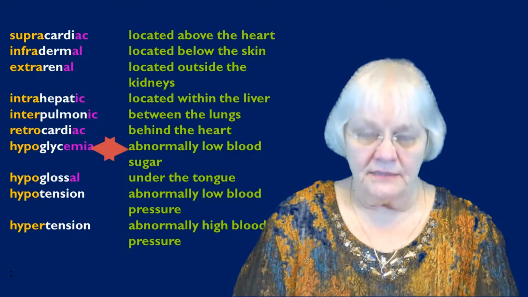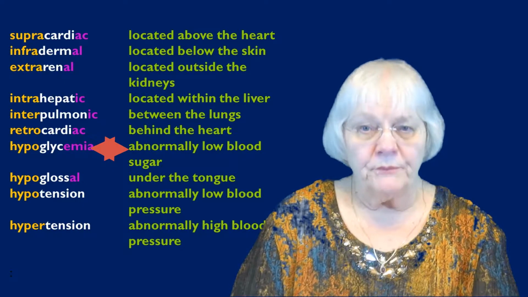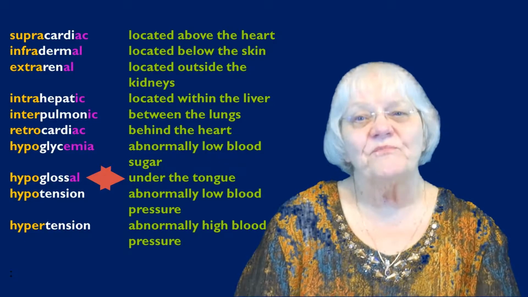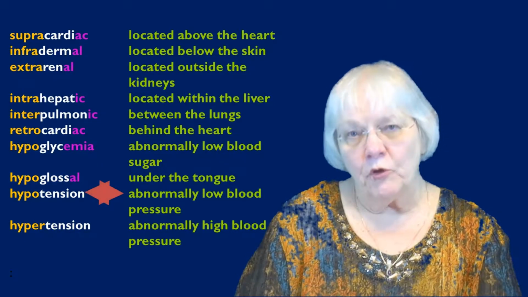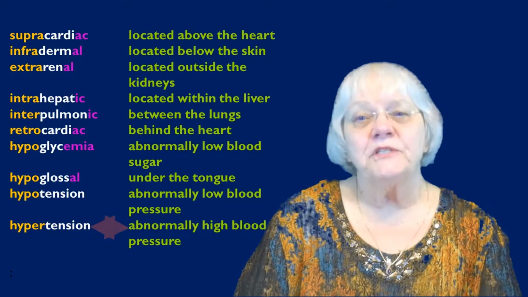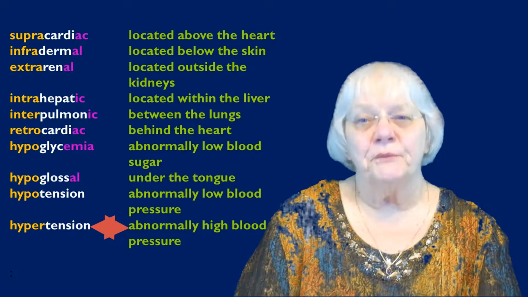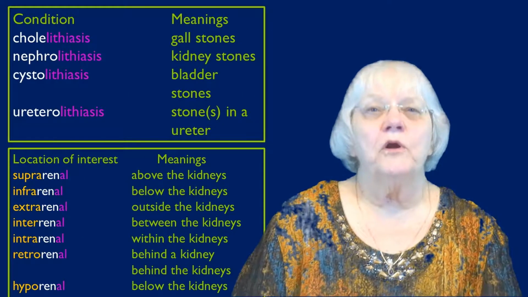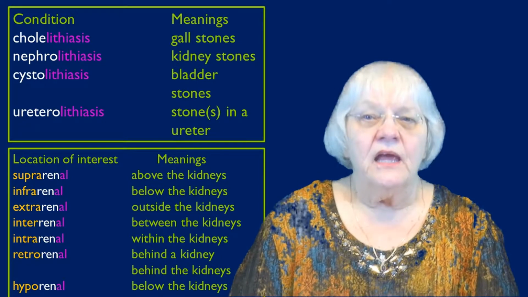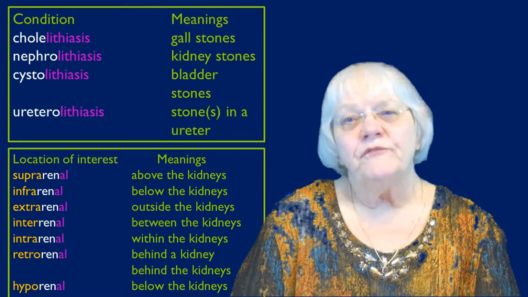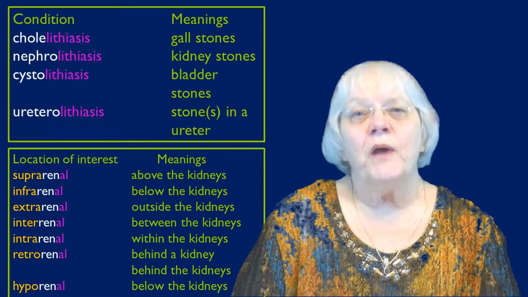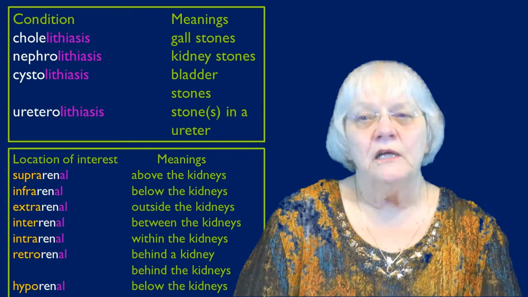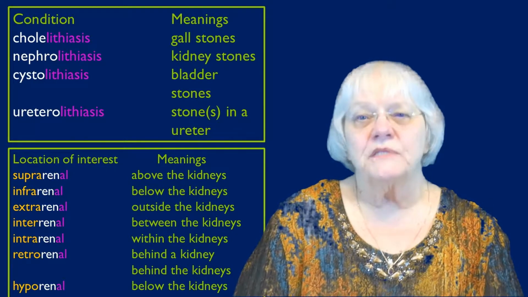Hypoglycemia would be, as I said, lower than normal blood sugar. Hypoglossal would be below the tongue. Hypotension would be abnormally low blood pressure. Hypertension, abnormally high blood pressure. Okay. So on the next slide, we have taken the word renal, which has to do with kidneys, and we've put 7 of the 8 prefixes with them just to show you how versatile these prefixes are. 7 out of 8 will go with renal to form valid medical terms.